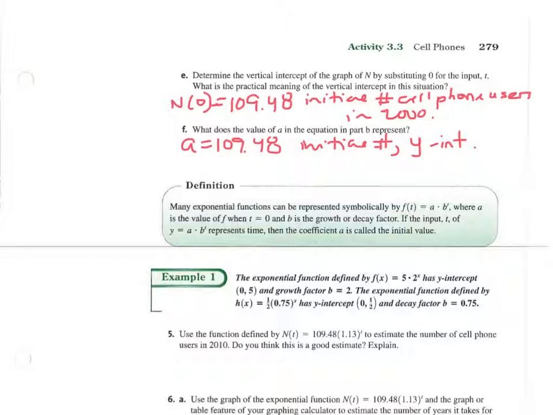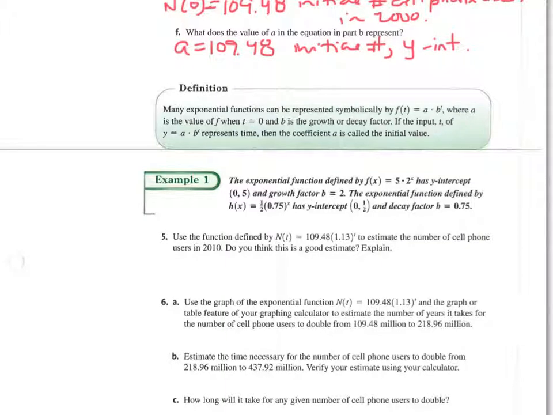So now we're coming back to that general form of our equation. We've already looked at this equation here, just without the A. We already know about B being growth or decay, and now we know that A is the initial value. So let's look at this first example.